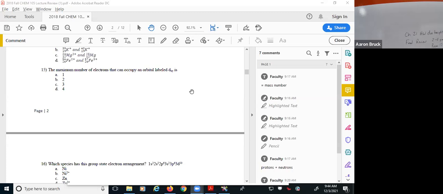Now inside of the d sublevel, there are 5 orbitals. And so the sublevel can hold 10 electrons. But each individual orbital can only hold 2 electrons. That becomes the basis of that Pauli exclusion principle. Because the 2 electrons in there have to be 1 up and 1 down, so that we get 4 unique quantum numbers for each electron.